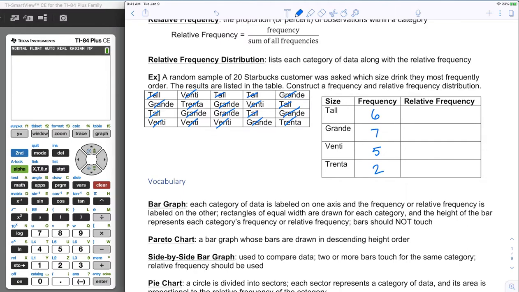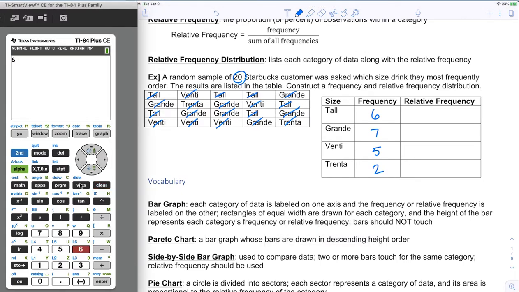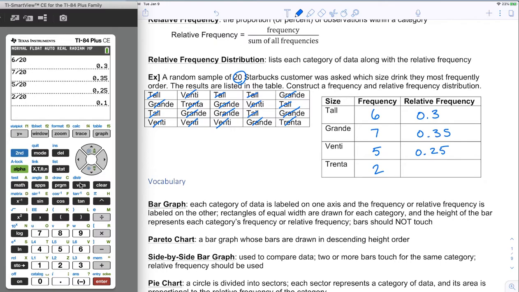The relative frequency refers to a proportion or a percent, which means we need to divide them by the total. The total was 20. So we'll do 6 divided by 20. So 0.3 will be the relative frequency for tall. 7 divided by 20. So 0.35 is the relative frequency for grande. 5 divided by 20. 0.25 is the relative frequency for venti. And then lastly, 2 divided by 20. And 0.1 is the relative frequency for Trenta.